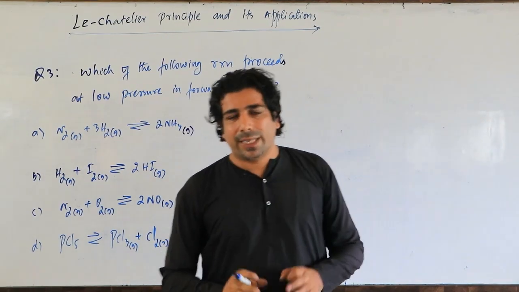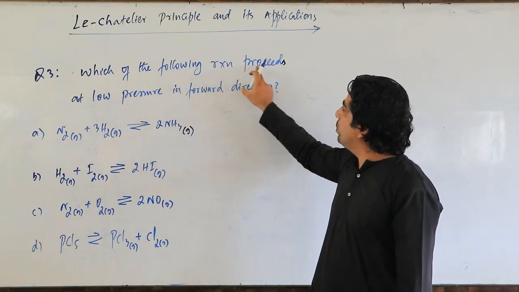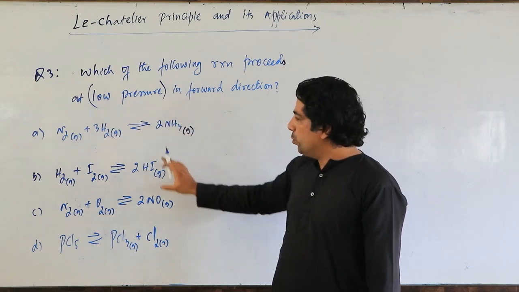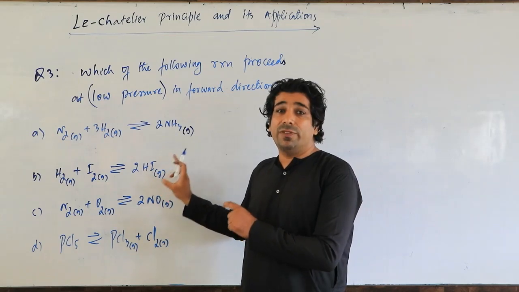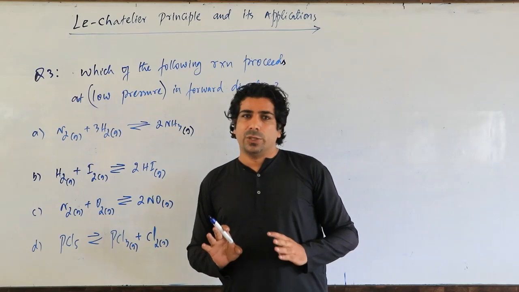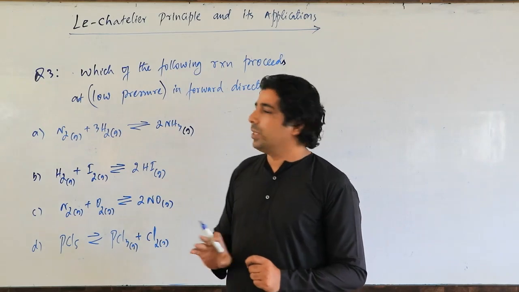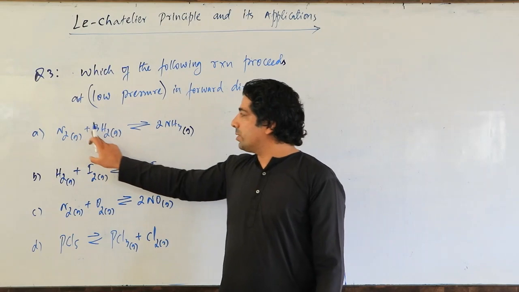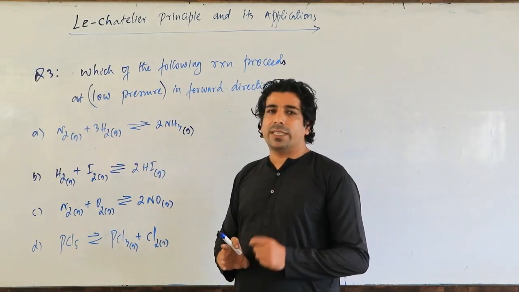Dear students, now let's have a look at the question number 3, which is, which of the following reaction proceeds at low pressure in forward direction? So we have 4 reactions with us in 4 options. So we have to tell that which reaction will proceed in forward direction at low pressure. So you are aware about the Le Chatelier's principle. So let's apply it here. Let's take on the first reaction, which is N2 plus 3 times H2 gives me 2 times NH3. Let us calculate here first of all delta N.